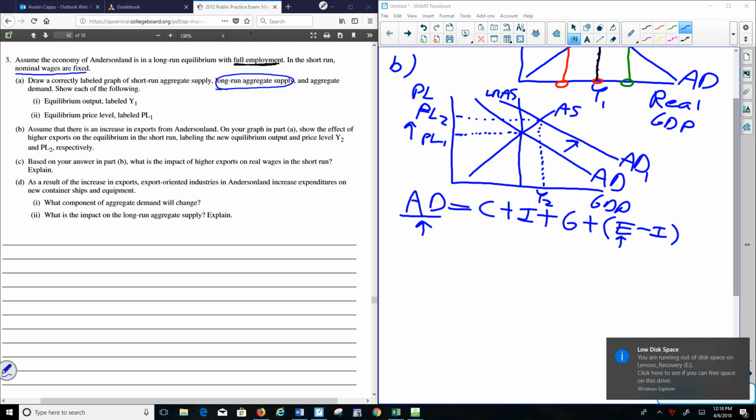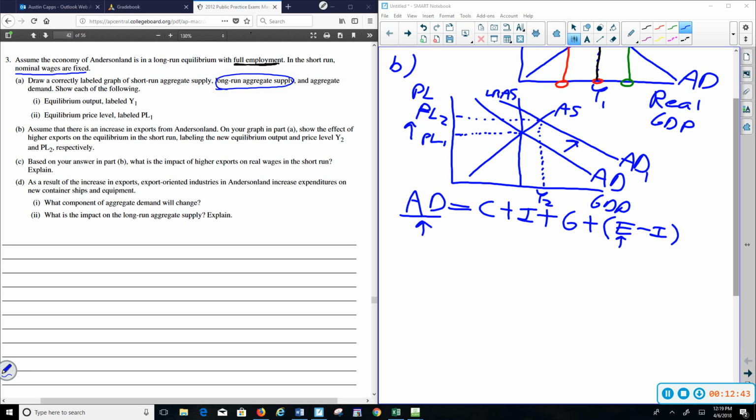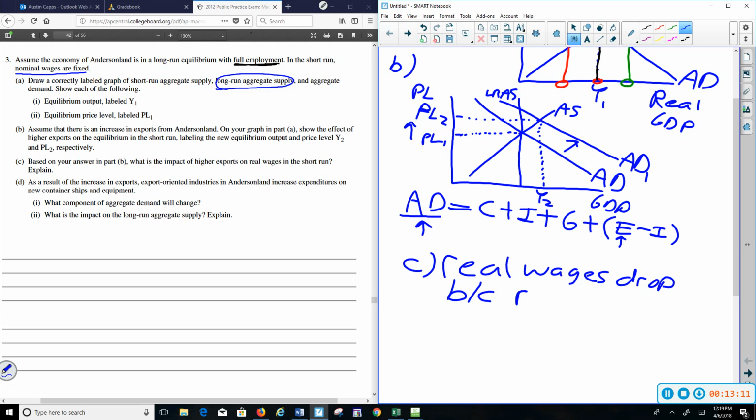What has increased is the price of everything in the economy. And so you're making the same amount, aka nominal wages are fixed, and yet you can't buy as much with the amount of wages that you're making. So your real wage, what your money can really buy you, has decreased. So the answer to part C is real wages drop. Does it want an explanation? Yes, it does. Because real wages have dropped because prices increased. Prices went up. Okay?